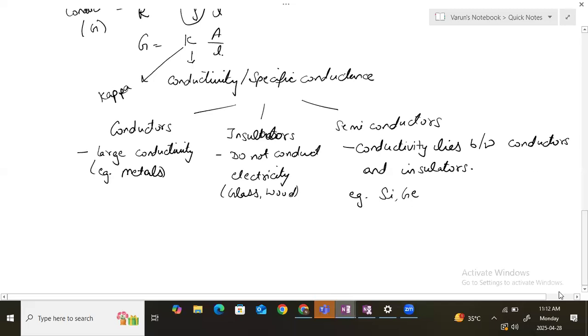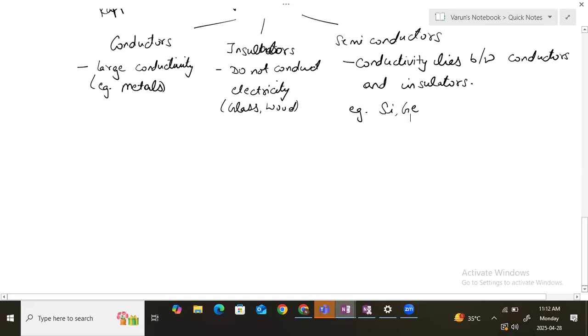For the conductors, the example is metals basically. The conductance that arises due to metals, we call metallic conductance. Why is it so? In metals, what is there? If I ask you what the metals are, which block comes for the metals?